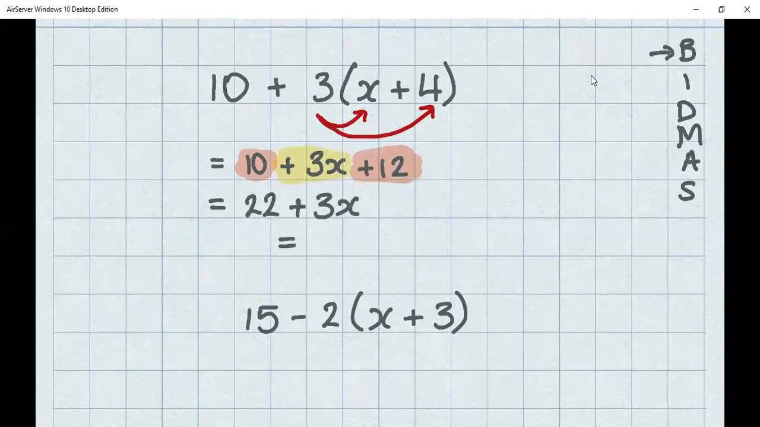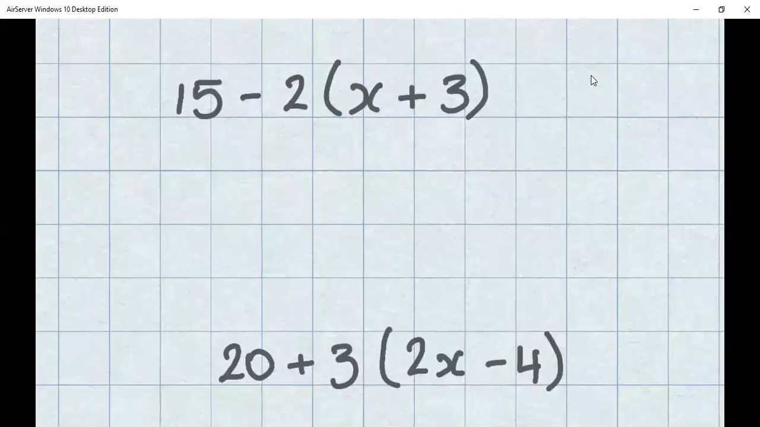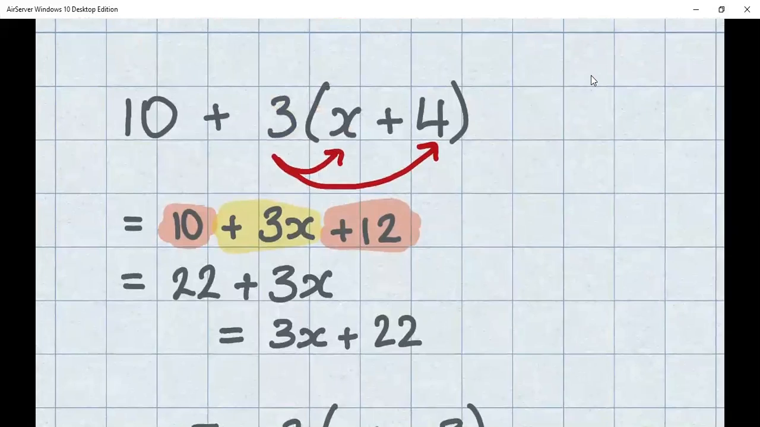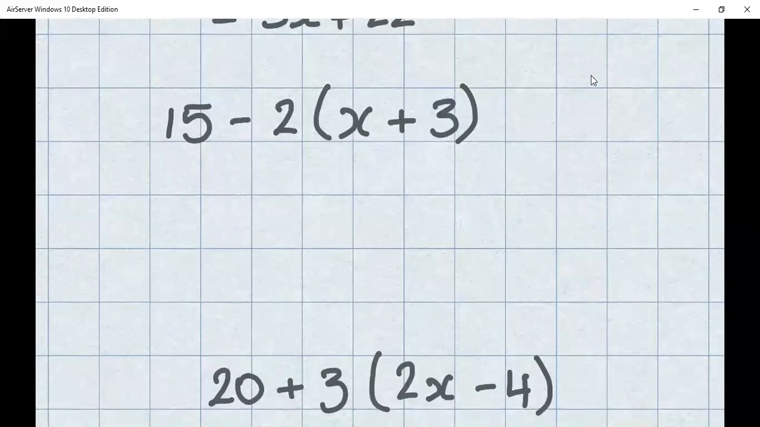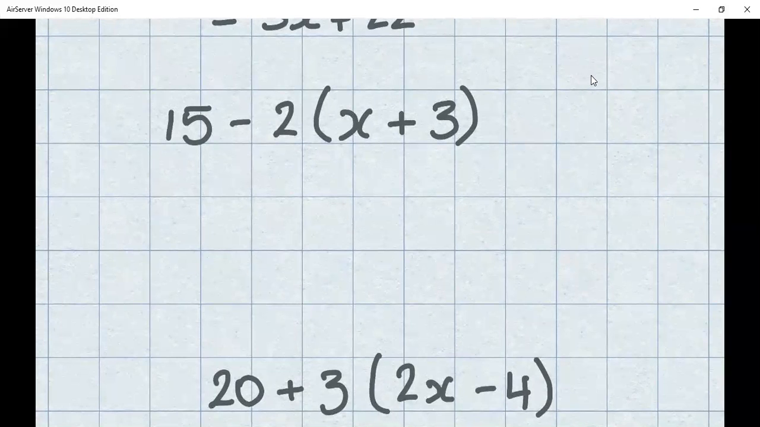You could have also written it as 3x plus 22. It doesn't make a difference. So both of those answers are correct. For this next example, we're going to do a similar thing, except this time I have got a negative here. So if you noticed in this example here, I said we've got positive 3 and I wanted to times it by x. Now we have negative 2 and I need to multiply that by x. So we're going to have negative 2 times x gives me minus 2x.